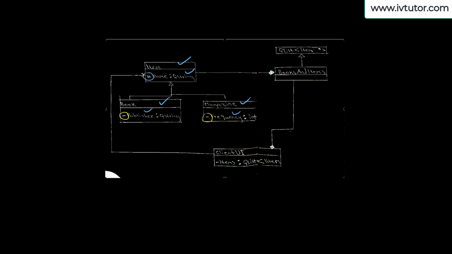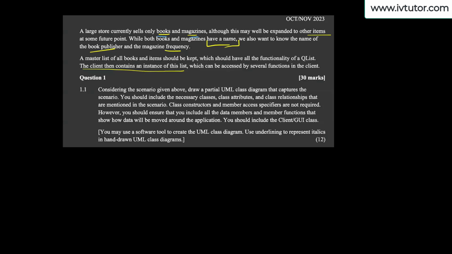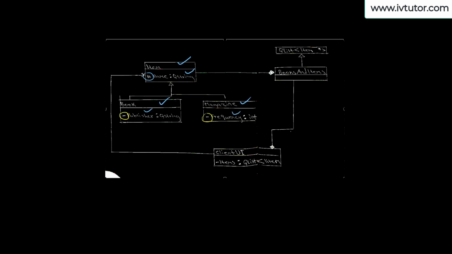We do know that these are plurals. Yeah, we've got a list of all books and items that should be kept. So you went ahead and did your list of books, inheriting from a queue list of type item, and that's your book list, and you've got your composition. Again, that's perfect. That's fine.